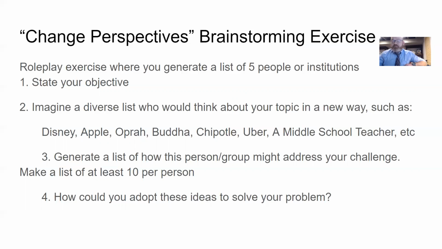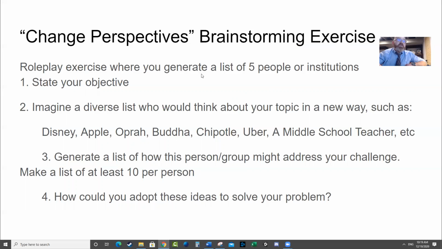Another excellent activity for brainstorming is called change perspectives. Basically, the change perspectives brainstorming exercise invites you to do some role playing. So you generate a list of 5 people or institutions that are well known or commonly known. You might imagine a diverse list of who would think about your topic in a new way. So what if Disney was trying, and you think about Disney World, for instance, what if Disney was trying to innovate with cold weather outdoor dining, or whatever your topic is? What about Apple? How would they do things? Or Oprah, or Buddha, or Chipotle, or Uber, a middle school teacher.